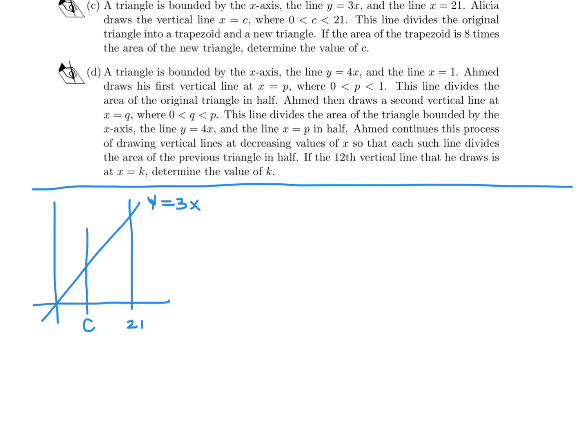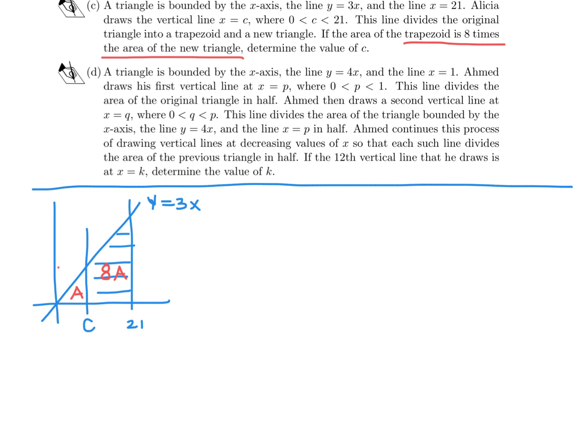Okay. And then they're saying that this area here is 8 times the area of the new triangle. So let's label this. So that trapezoid I'll call 8A, and this triangle I'll call A. And what I'm referring to is the area, of course, because that's what the question says. Trapezoid is 8 times the area of the new triangle. Okay, I think we can do this.